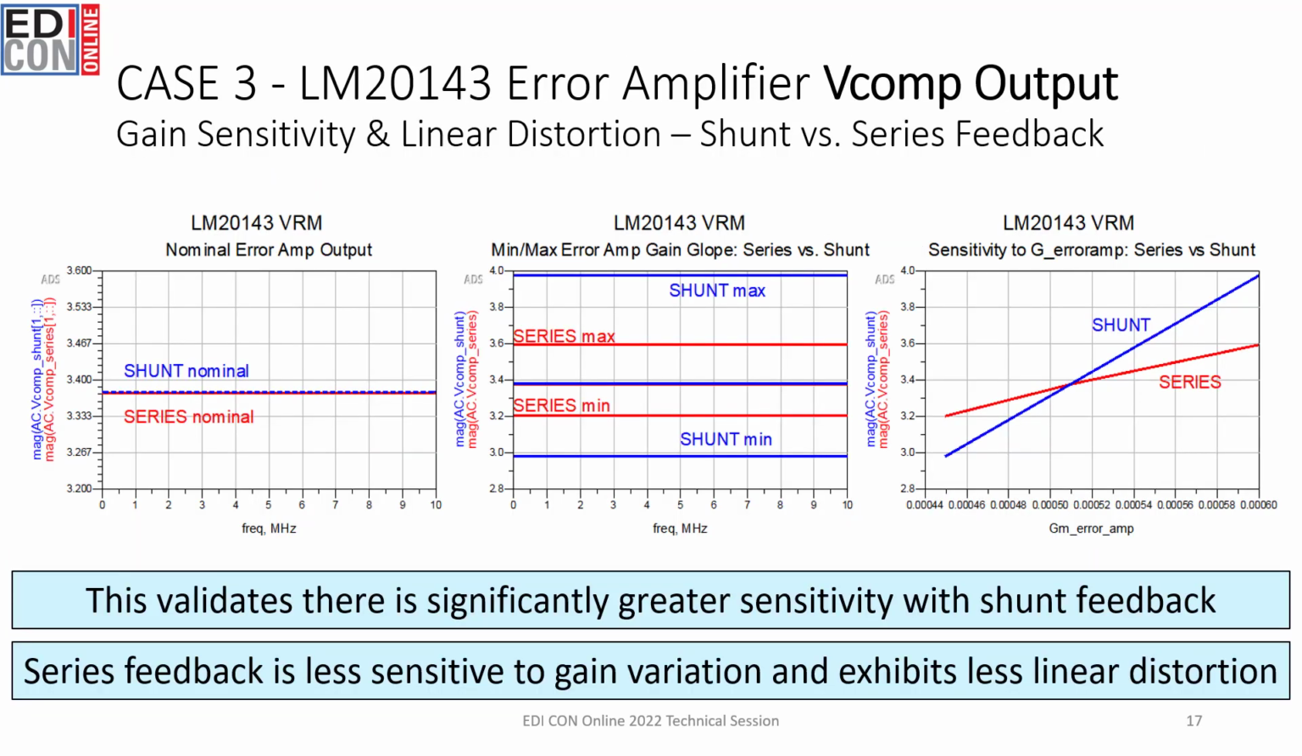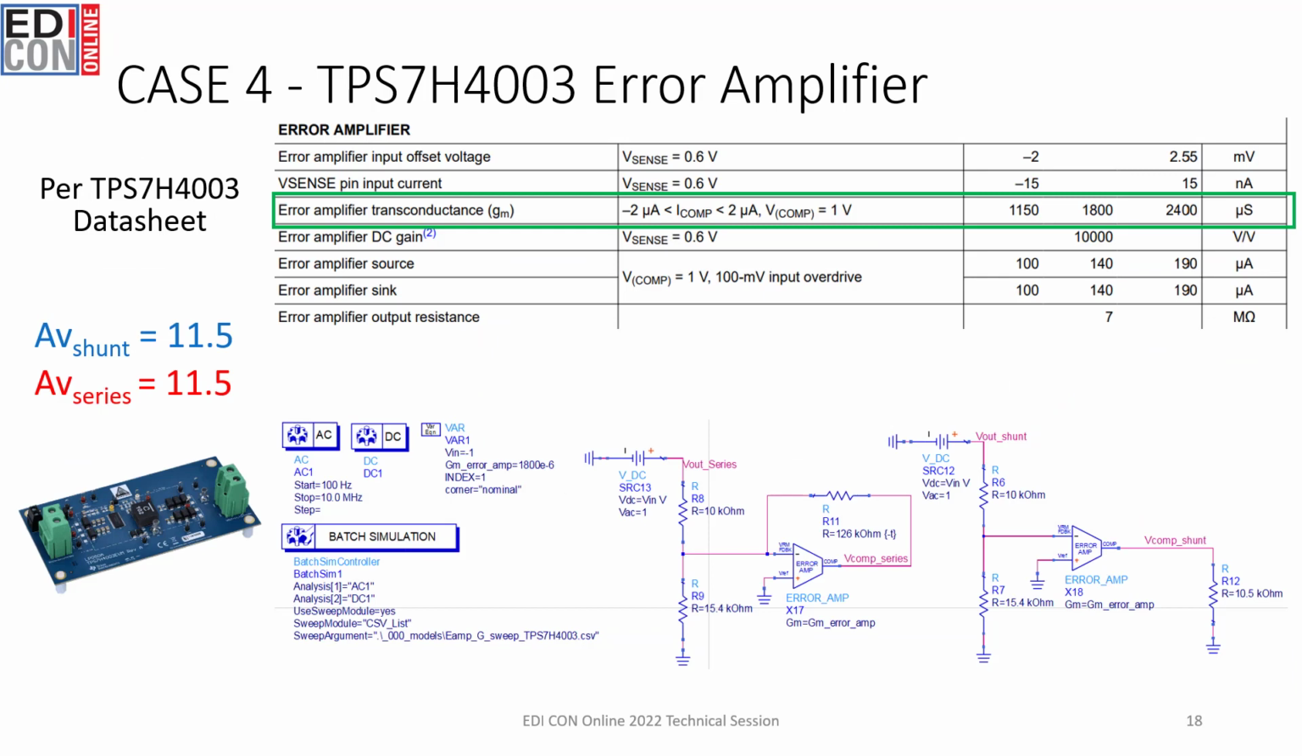As you can see, we get the same results as shown by the previous 2 test cases. So let's move on. Moving on to test case 4, we're going to look at a space grade part, a radiation tolerant VRM from TI, the TPS7H4003, which is designed for LEO and GEO space applications. I'm going to tell you right now, the results are not going to surprise you.